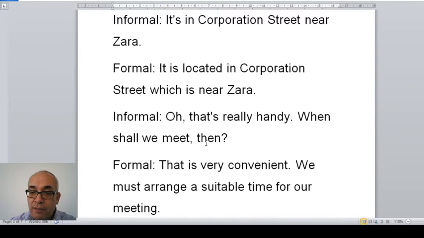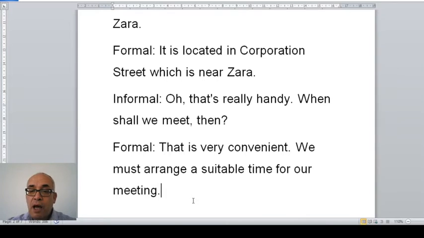When shall we meet then? We must arrange a suitable time for our meeting. So again, this is formal. When shall we meet? When shall we see each other? This is very informal, very much the English we use in our speaking. But in formal writing and speaking, we have to say arrange a suitable time for our meeting. Or it could say, when could we arrange a suitable time for our meeting?